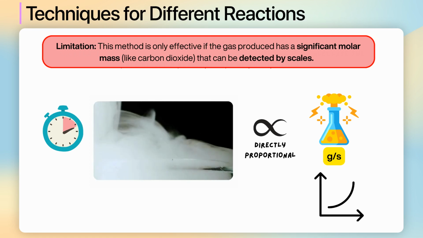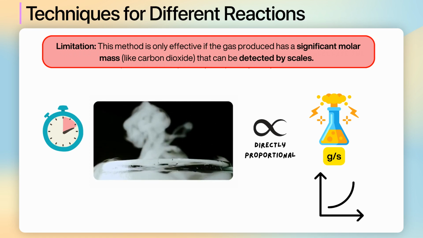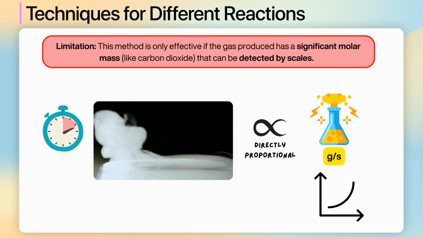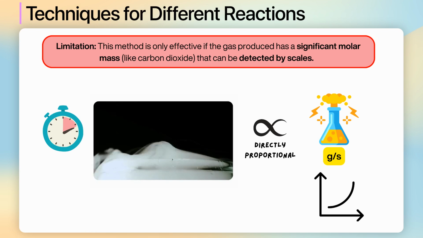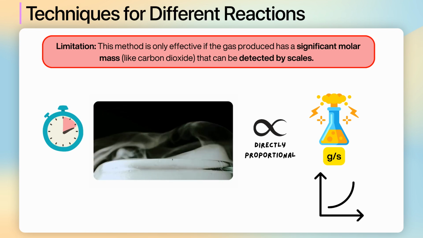However, this method is only effective if the gas produced has a significant molar mass, like carbon dioxide. For light gases like hydrogen, the change in mass may be too small to detect accurately on standard lab balances.